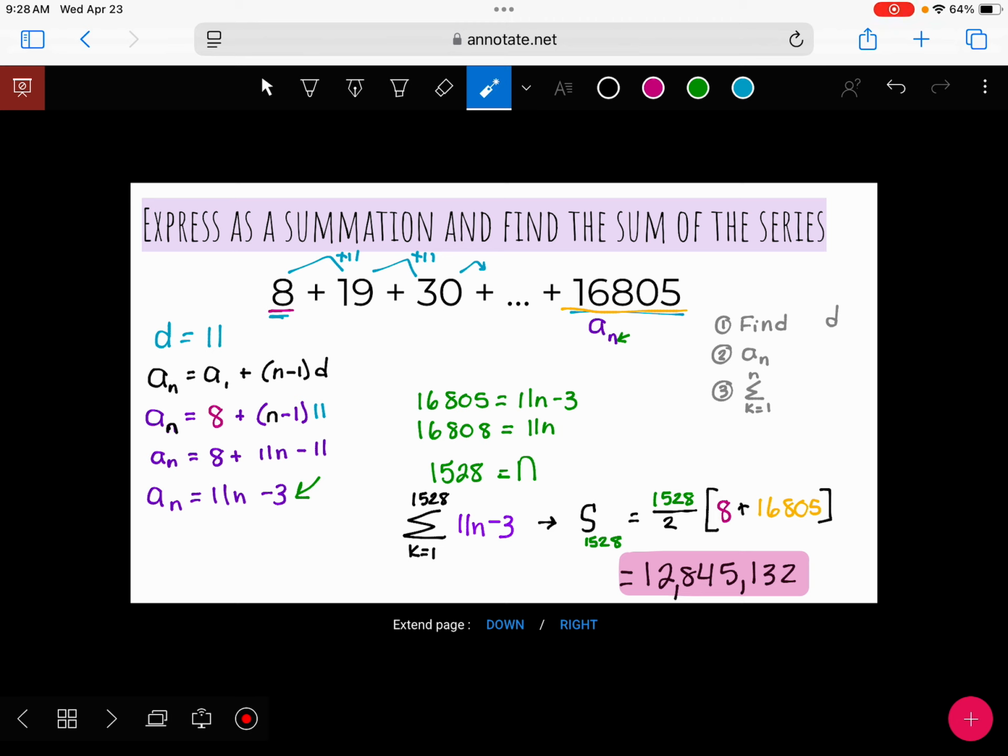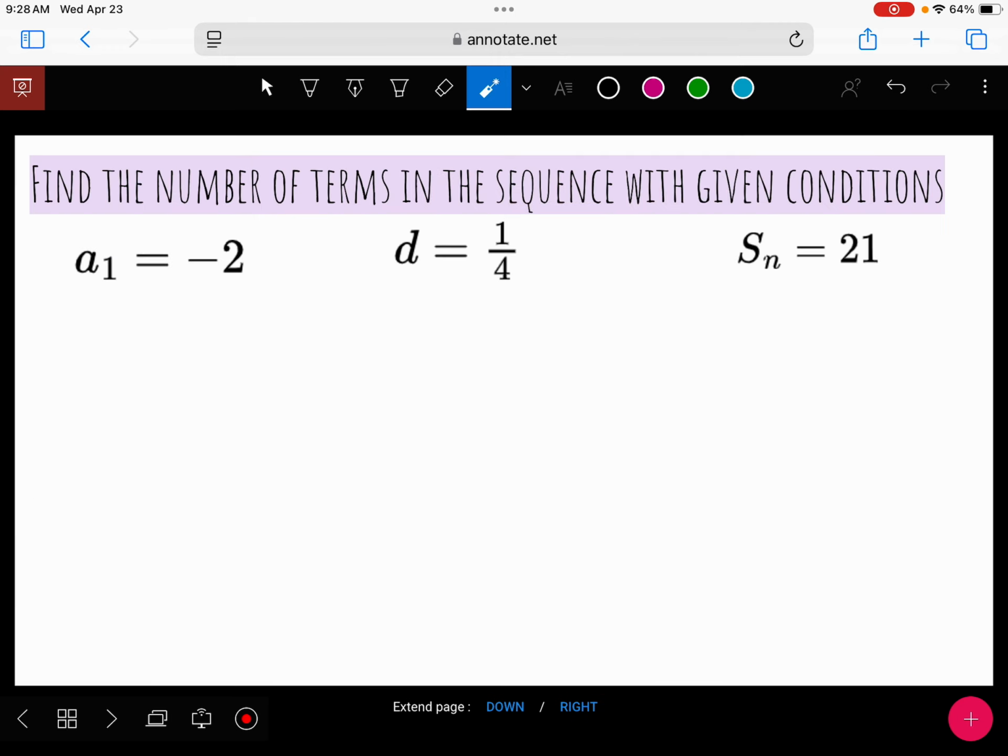Awesome sauce. Okay, let's do one more. Slightly different look at it, but it's the same kind of stuff. So now we're going to find the number of terms in the sequence. So we're asked to figure out what n is. If I know my first term is -2, I know my common difference is 1/4, and I know my sum is 21.